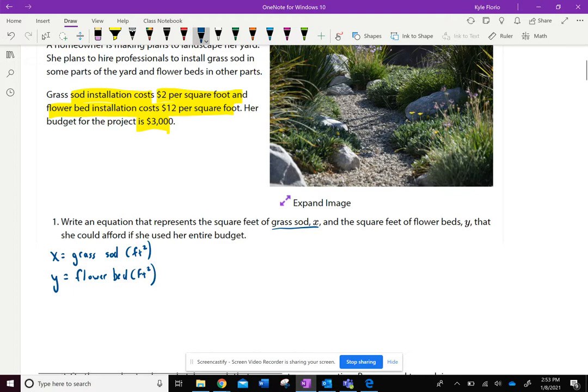So sod's kind of like that grass that you roll out and it works its way into the soil. You can pick it up and roll it out. You don't have to grow it. Anyways, so the grass sod costs $2 per square foot. So $2 for every square foot of grass sod. And it's $12 for every square foot of the flower bed. And if she wants to use the entire budget, her cost has to equal $3,000.